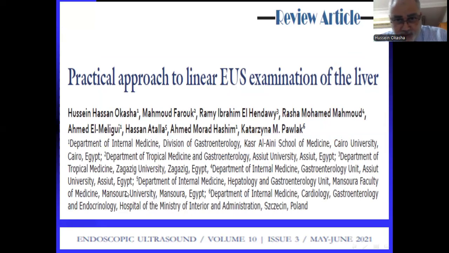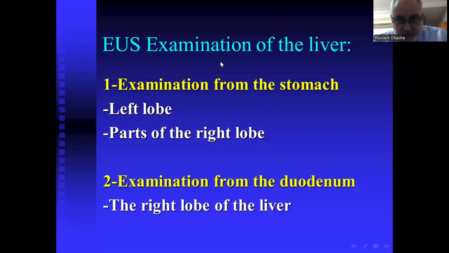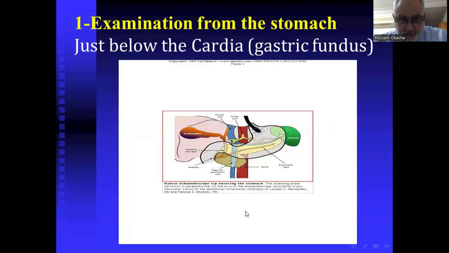But can we visualize all these segments during endoscopic ultrasound examination? Yes, in most cases. In 2021, we published a review article in the Endoscopic Ultrasound Journal, trying to put a plan for examination of the liver to see all segments. We should examine the liver from the stomach to see the left lobe and part of the right lobe, and also from the duodenum to see the whole right lobe of the liver.